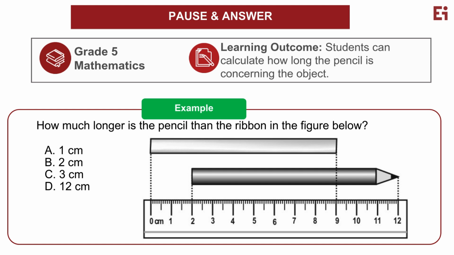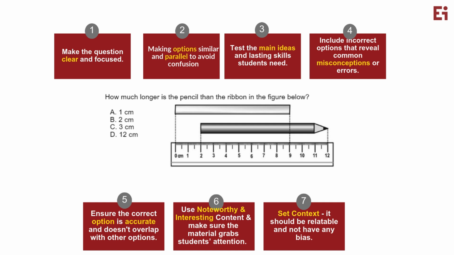Take a pause and answer this example question and check its quality by using the checklist. Looking at the checklist, we see that this question is good for testing how to measure the length of a pencil. The question is clear and there is a direct image or a diagram that helps the students. The distractors are well designed to identify common misconceptions and errors with only one correct answer. The context is relatable and free from any bias. So, we can say that this question has the traits of a high-quality MCQ.